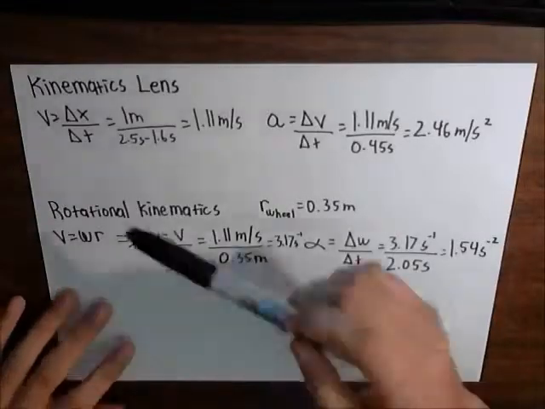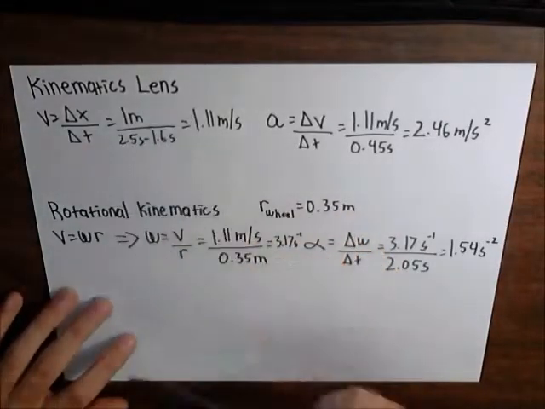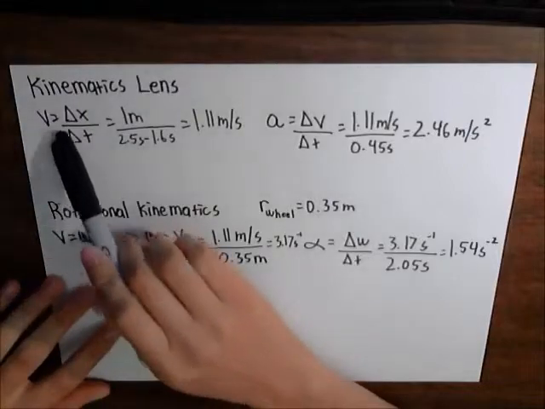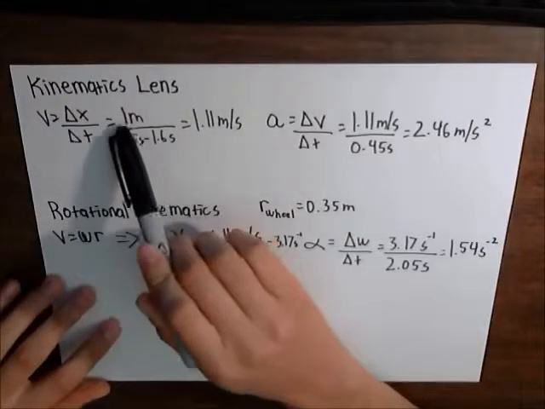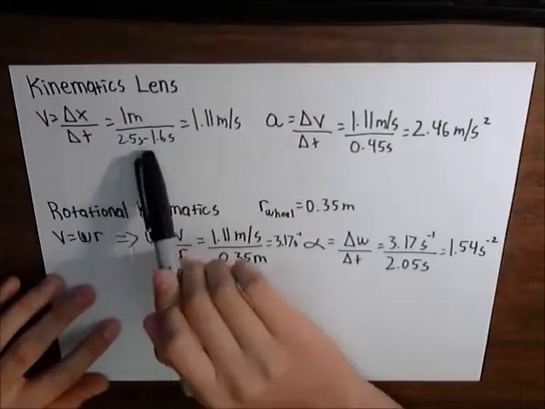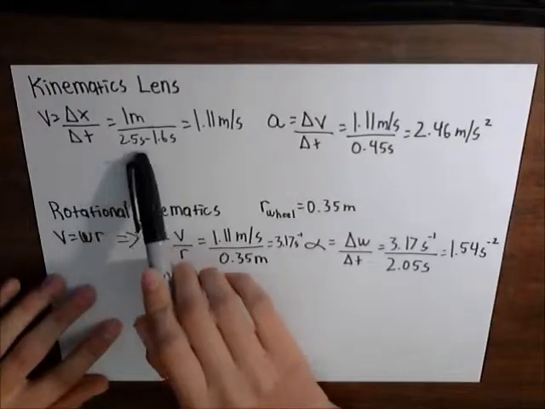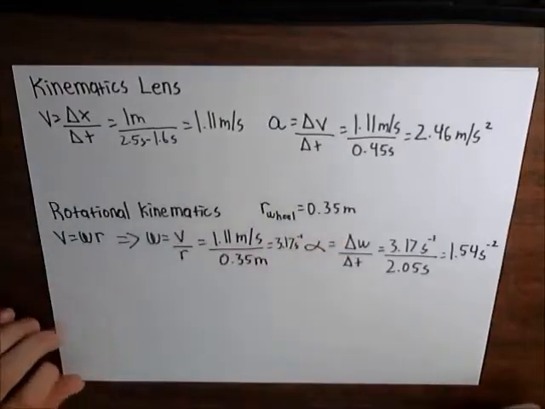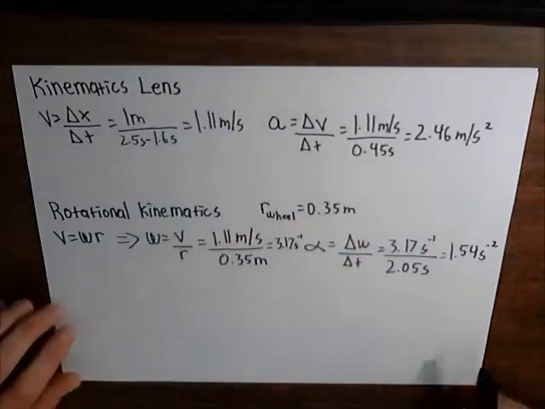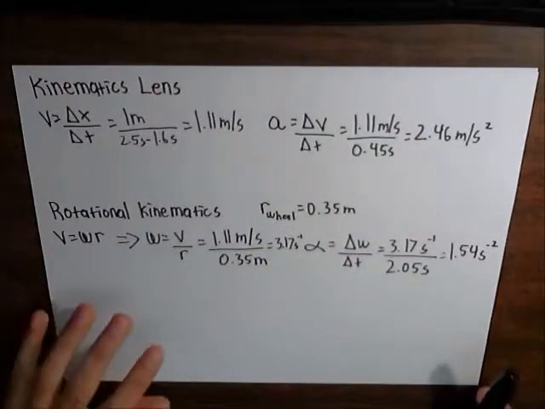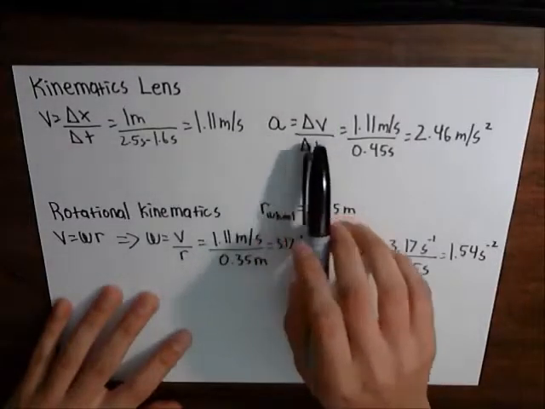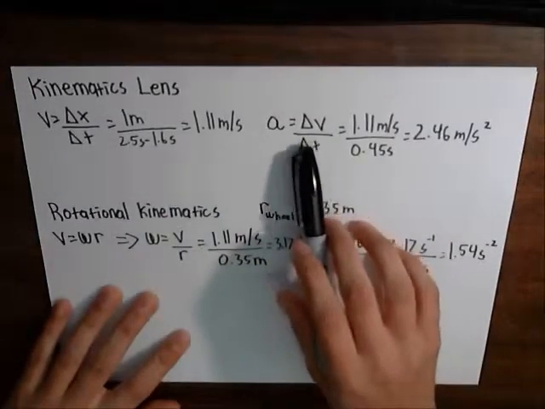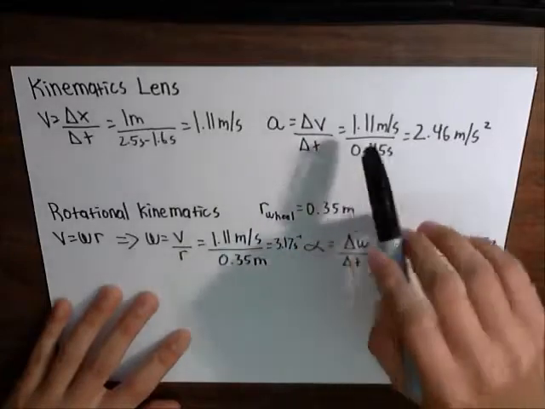Okay, so we can begin looking at the bicycle through a kinematics lens. So we can calculate the velocity. He travels 1 meter in this delta t, and this delta t would be figured out through 2.5 seconds minus 1.6 seconds, and if we calculate that, we get 1.11 meters per second, and we can find the acceleration, which is just a change in velocity over the change in time.